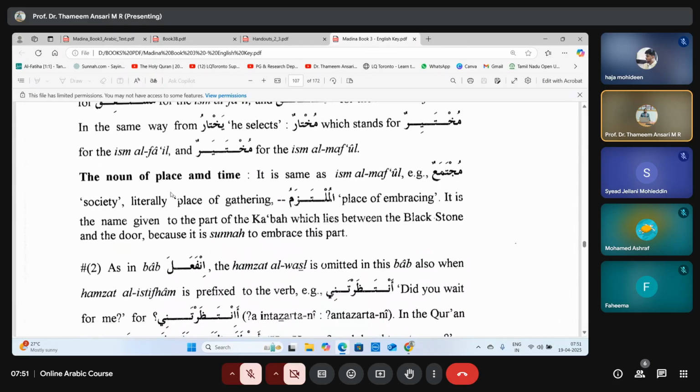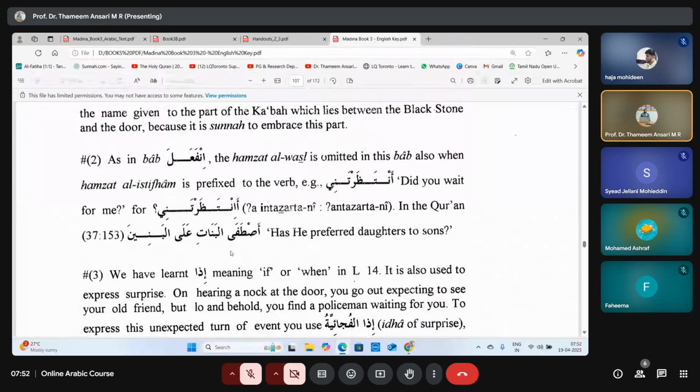Okay. The noun of place and time. It is the same as the ism maf'ul. Example, mujtama'un, society, literally place of gathering. Multazamu, al-multazam, place of embracing. It is the name given to the part of the Kaaba which lies between the black stone and the door, because it is sunnah to embrace this part. Al-multazam, we say multazam.